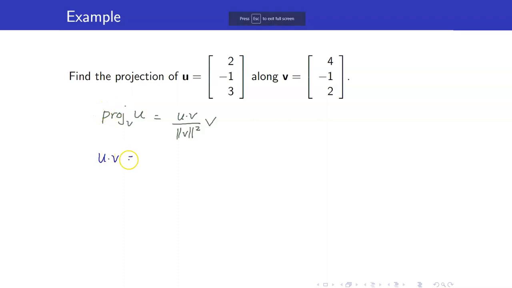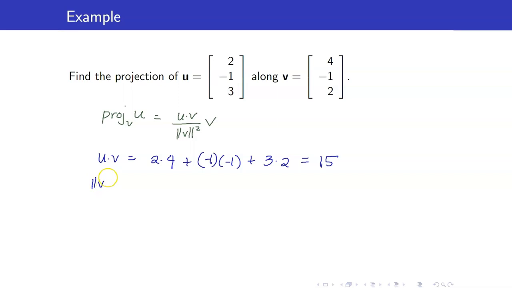U dot V first is 2 times 4 plus negative 1 times negative 1 plus 3 times 2. This is equal to 8 plus 1, 9 plus 6, that's 15.